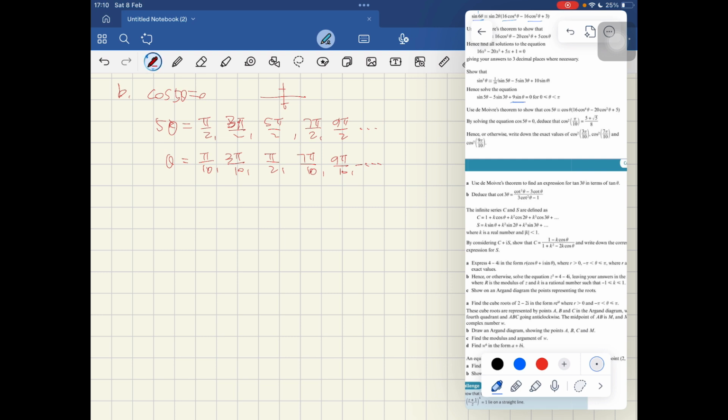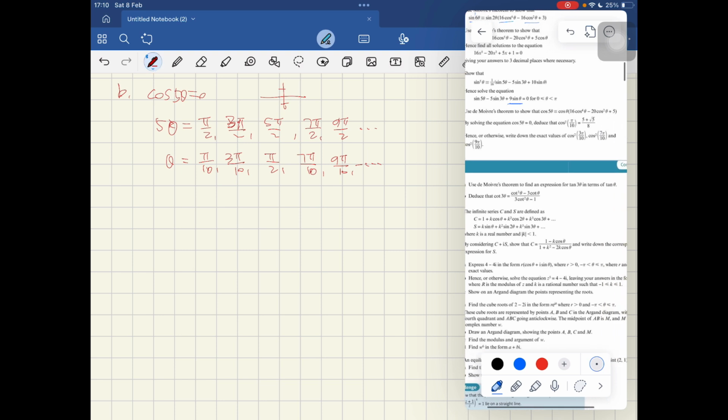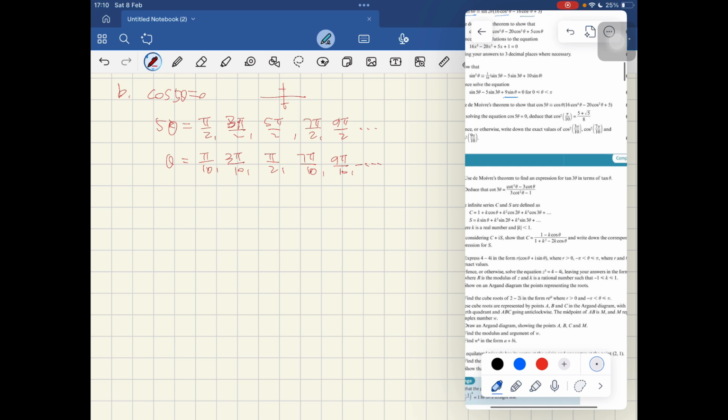So when we plug into the formula from part A, then we can find the expression for cos squared pi over 10. So cos 5 times pi over 10 becomes cos pi over 10, and 16 cos to the power of 4 pi over 10 minus 20 cos squared pi over 10 plus 5.